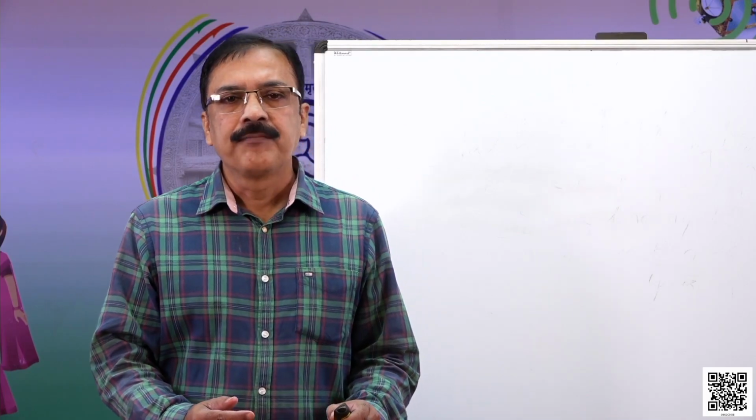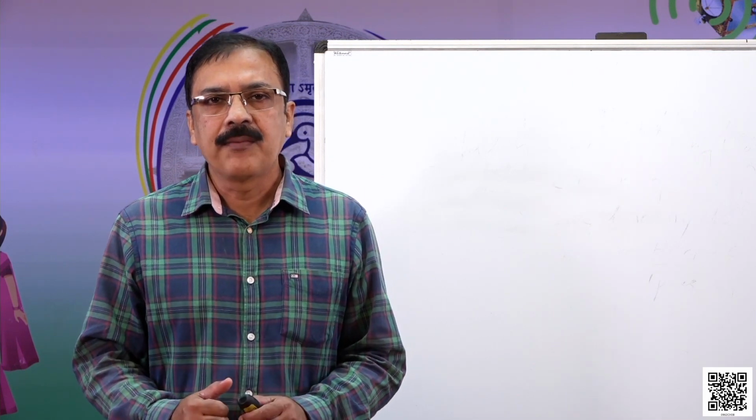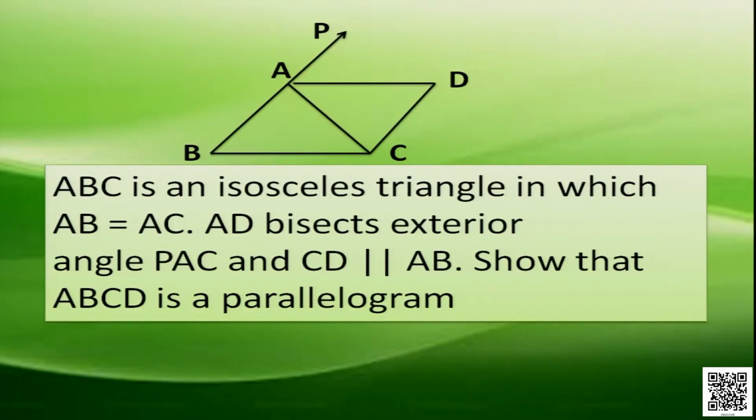Dear students, today we learned that if opposite sides are parallel and equal, it is a parallelogram. Based on this we will solve some problems. Let us see the problem. ABC is an isosceles triangle in which AB is equal to AC. AD bisects exterior angle PAC and CD is parallel to AB. Show that ABCD is a parallelogram.